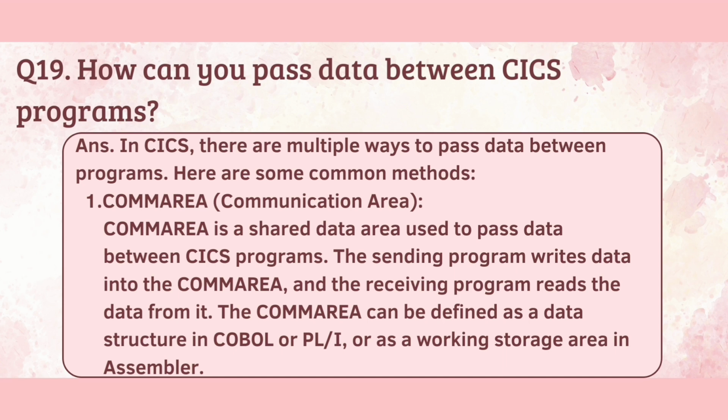First one is COMMAREA, that is communication area. COMMAREA is a shared data area used to pass data between CICS programs. The sending program writes data into the COMMAREA and the receiving program reads the data from it. The COMMAREA can be defined as a data structure in COBOL or PL/I, or as a working storage area in assembler.